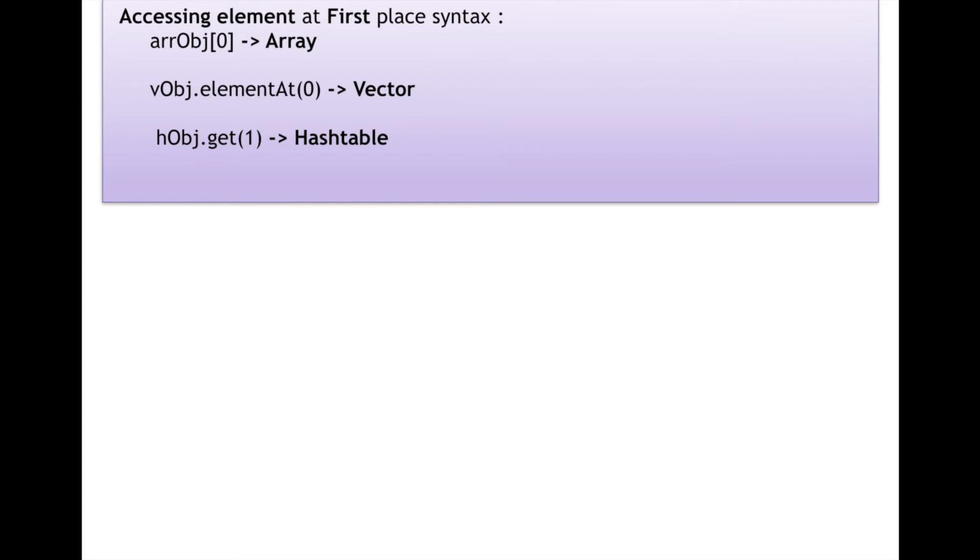So the native data structures array, vector, hash table have different methods, which is causing a problem and which is actually lowering the efficiency of programmers. And that's why, to make programming more efficient, we are using JCF.